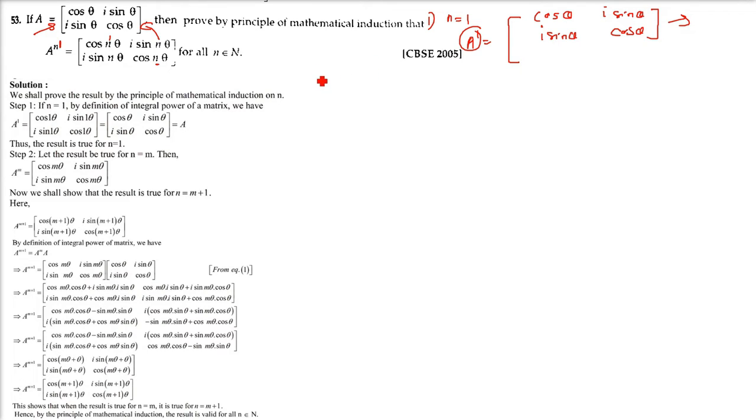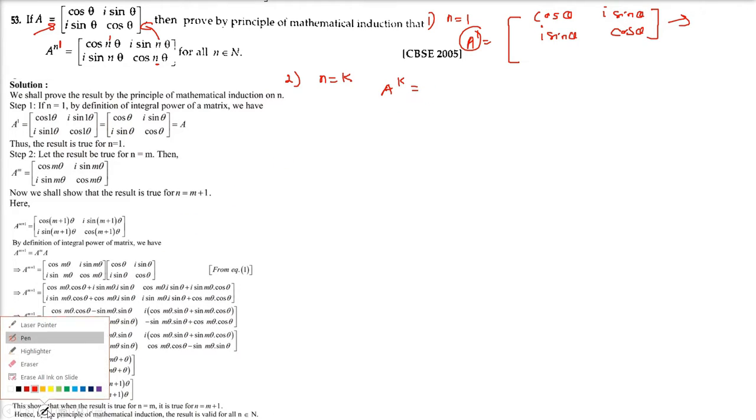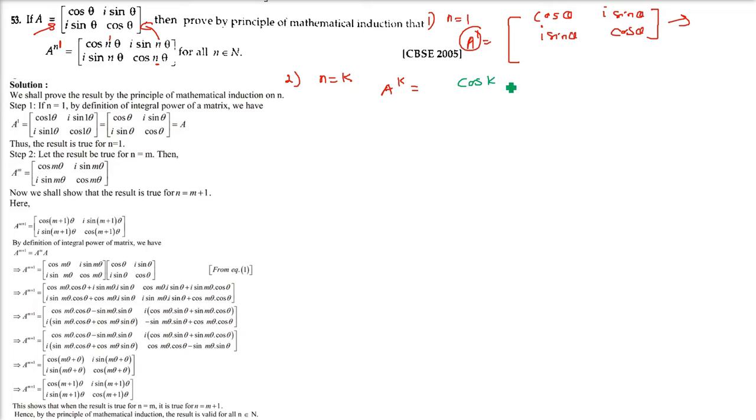Very good. Now let us assume that this is true for n equals k. For n equals k or n equals m, whichever you want to take, a raised k will be what? So just replace n by k here. This is what we are assuming, that it is true. For k it is true. And with this base, we will try to prove that it is true for k plus 1. So cos k theta, I sin k theta, I sin k theta, cos k theta. Just replace n by k. So we are assuming that for any k, that is n equals k, this is true.